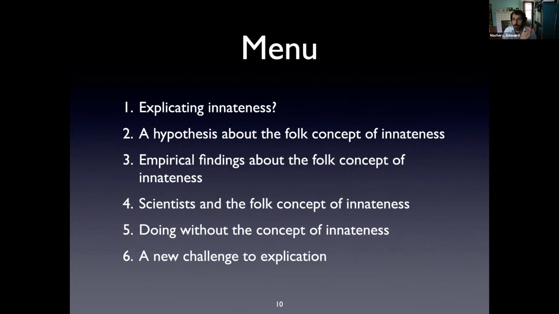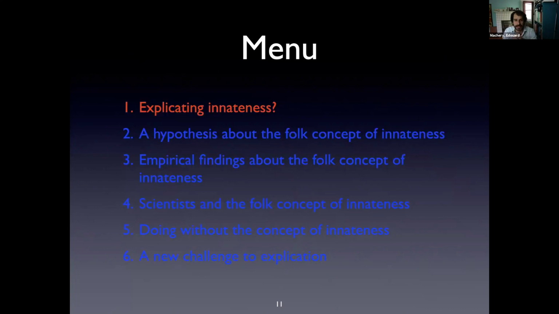Then I'll describe some empirical work that I've done with some colleagues on the folk concept and then on the scientific concept of innateness. And then I'll argue why we should do without the folk concept of innateness and why explications of the concept of innateness are unlikely to be valuable. And then I will generalize this question to a broader class of concepts. Okay, that's the plan for this lecture.